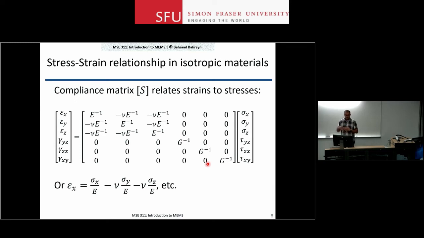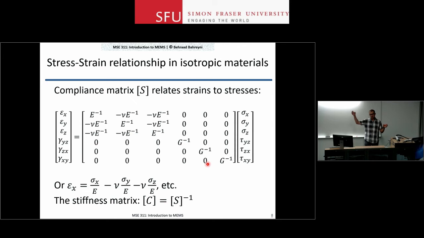So at the end of the story, going back to what we said before, we only have two independent parameters to specify the material response for an isotropic material. The stiffness matrix, which relates, let's say, stresses on the left side to strains on the right side, is going to be the inverse of the compliance matrix. But again, it will have most of the components set to 0 because of the independence of these variables from each other.